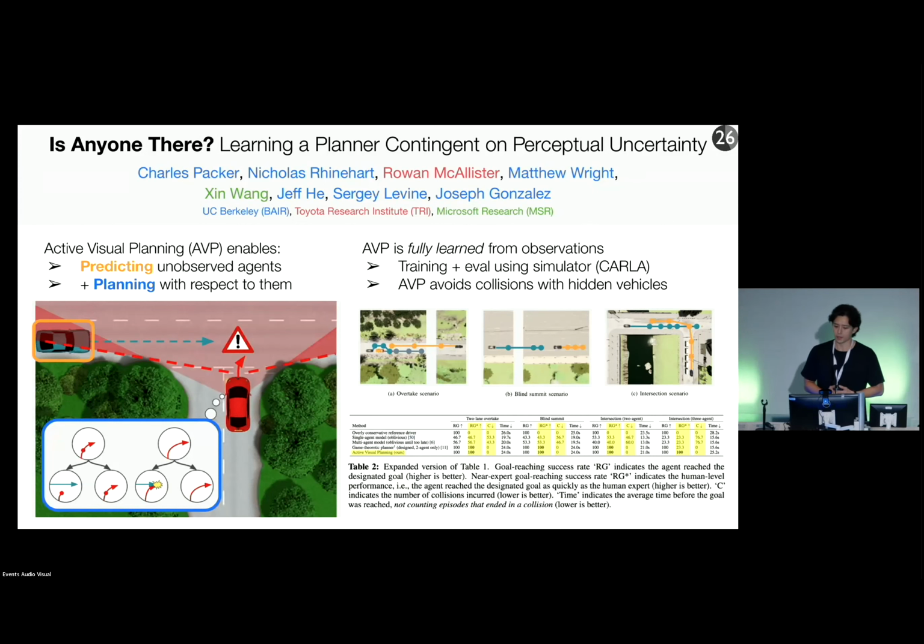So we call our method ABP, and it's fully learned from observations. We train and evaluate it using the CoRL simulator. And as you can see in this very large results table, it avoids collisions with hidden vehicles where other similar methods, at least that we think are fair comparisons, are unable to avoid collisions or are less efficient.